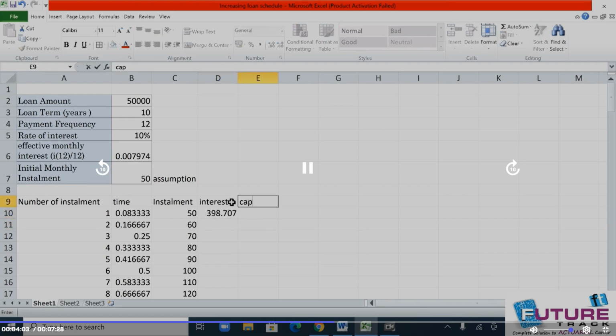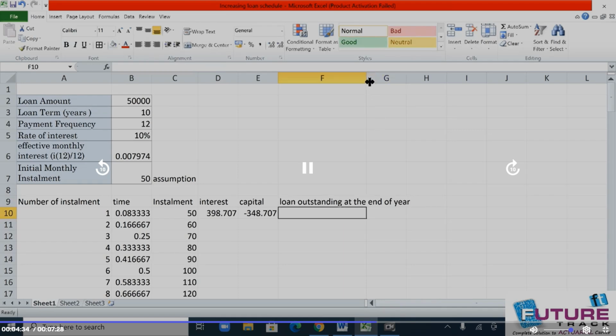Now class, next is my capital element. What is my capital element? This minus this. So we get a negative here. Why? Because it is an increasing installment. So your loan outstanding at the end of the period will increase here. So what will the loan outstanding at the end be?